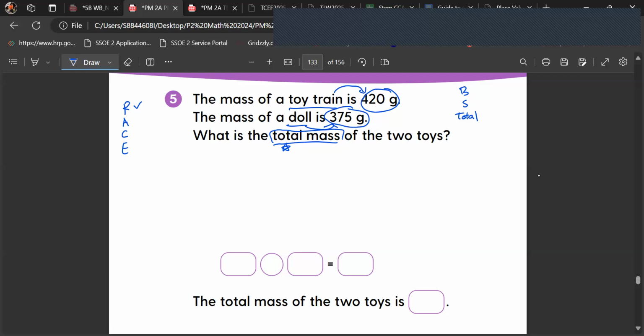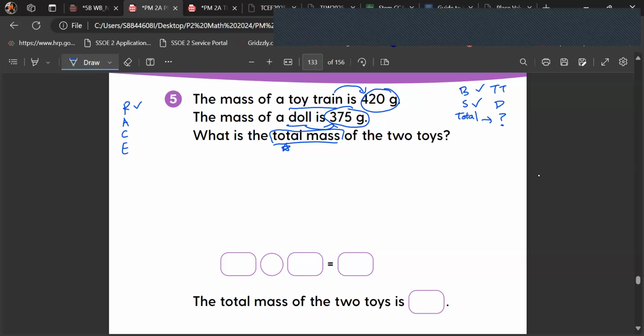So do we have the bigger number? The bigger number, yes, we have the toy train. The toy train is the bigger number. Do we have the smaller number? Yes, we have the smaller number, that's the doll. So the question is looking for total.